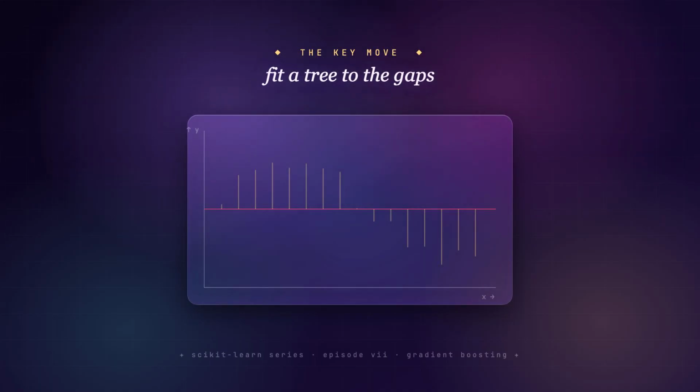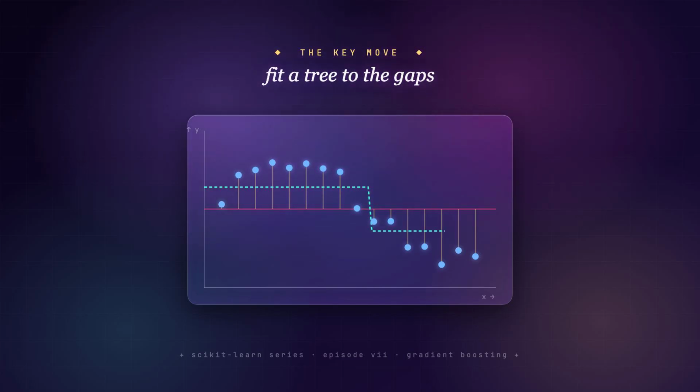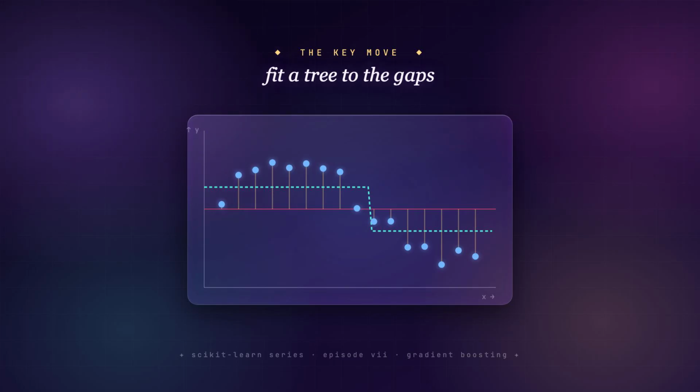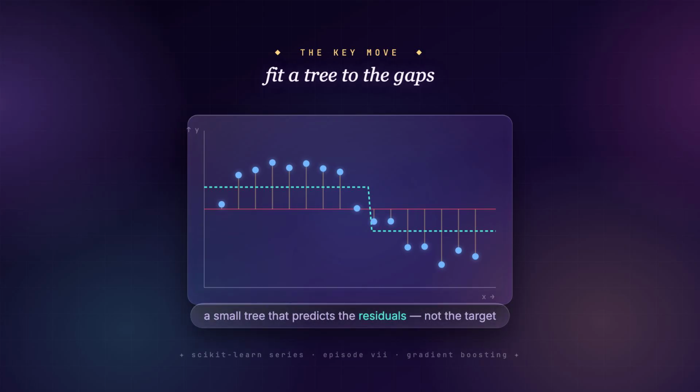Now comes the clever move. We train a small tree, but not to predict the target. We train it to predict those residuals. In other words, a little tree whose entire purpose is to learn the mistakes we just made.